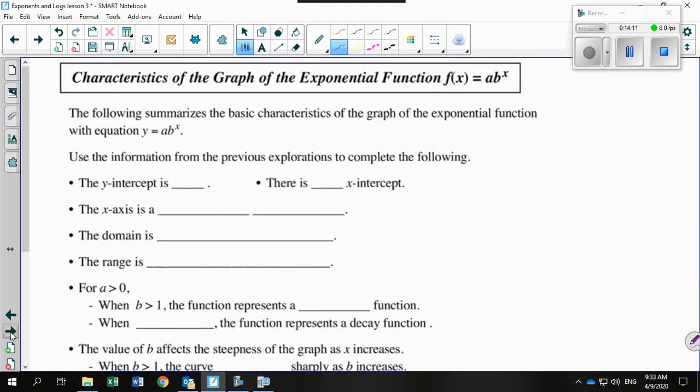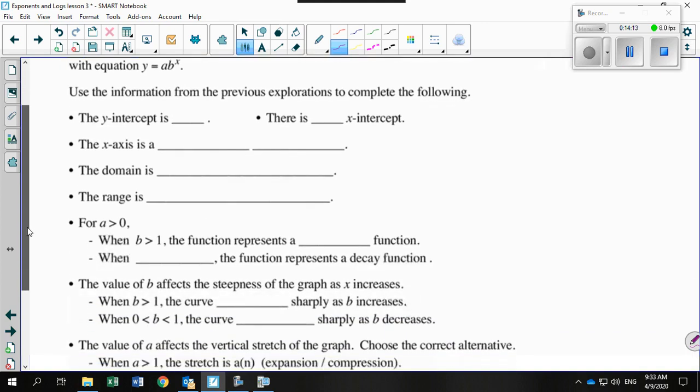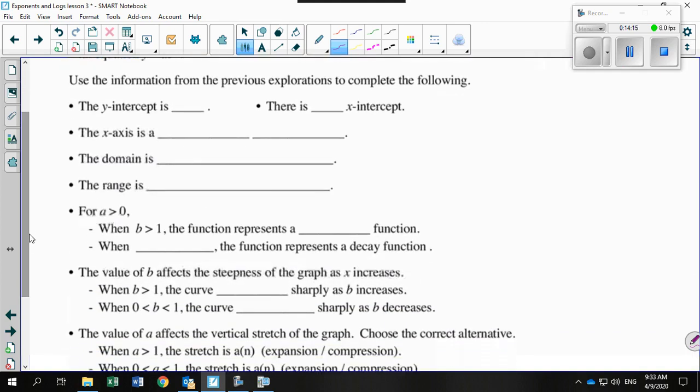Okay, so we can go ahead and fill in all these characteristics. So I would suggest pausing me and filling them all in, but I will go ahead and fill them in as we go through it. Our y-intercept turned out to be a. We had no x-intercepts. The x-axis was our horizontal asymptote.